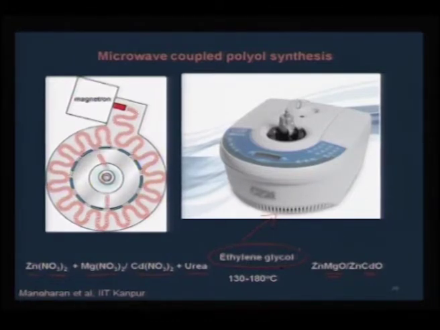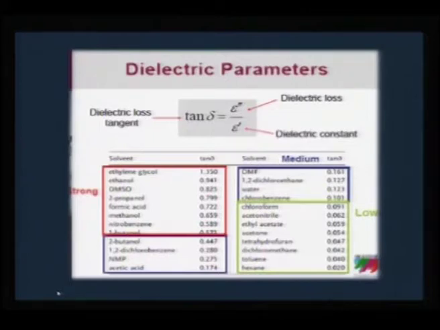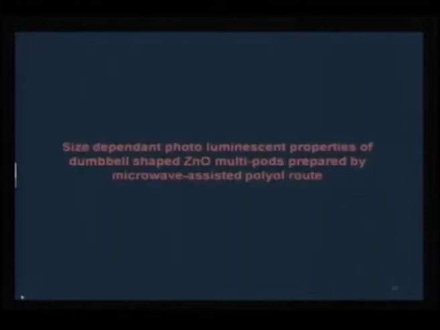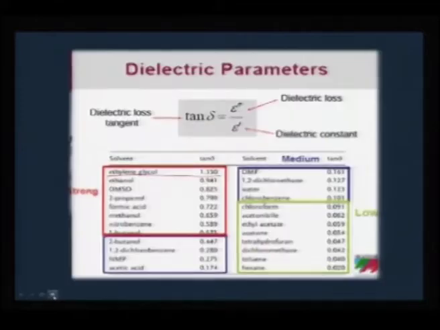As you have seen in one of the previous slides, ethylene glycol actually has a strong tangential loss, and therefore, this is a very good solvent that can be used for reactions. So, in this example I will show you how size dependent photoluminescent properties can be generated in dumbbell shaped zinc oxide multipods prepared by microwave assisted polyol route.